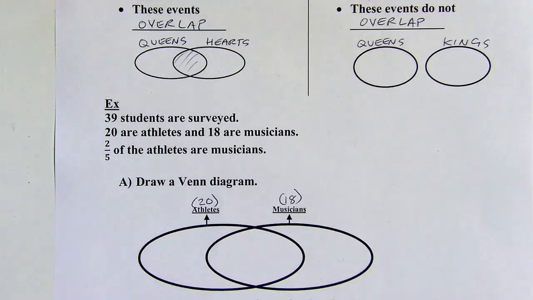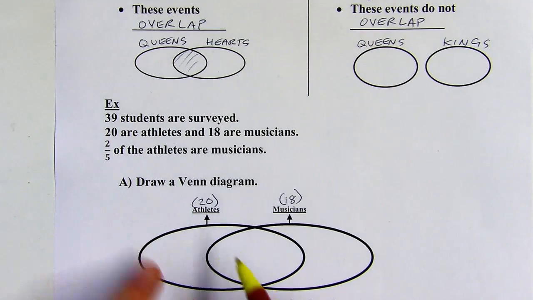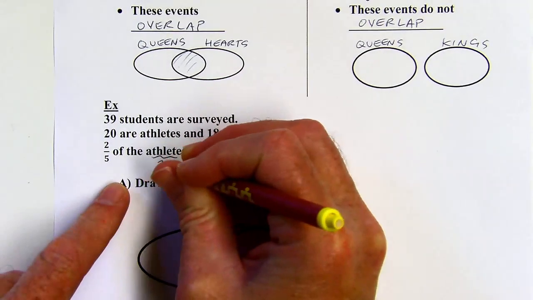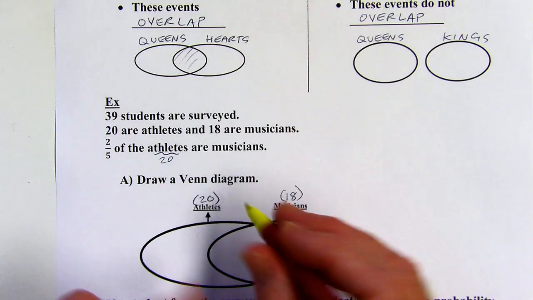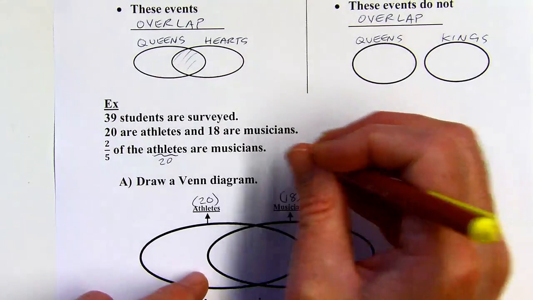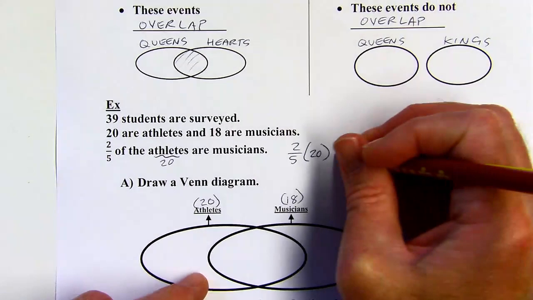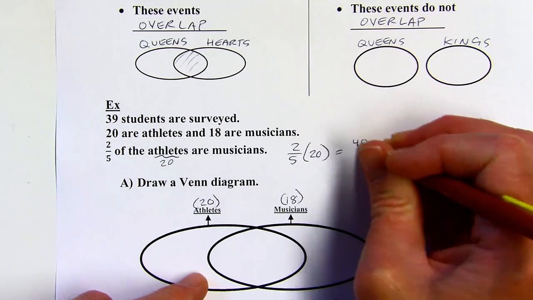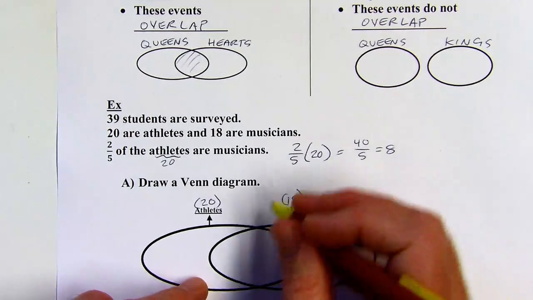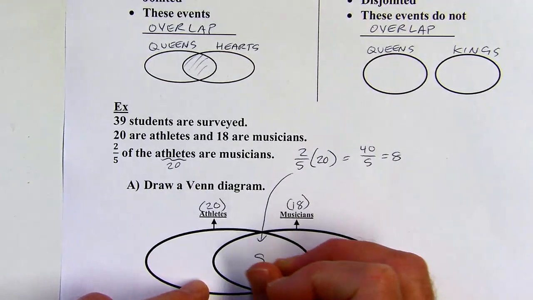Okay. Now we can figure out the amount of students that are in the overlap group because it says 2/5 of the athletes are musicians. Okay, so there are 20 athletes, right? So I can say that 2/5 of 20 is going to be the musician athletes. Let's find 2/5 of 20. I'm going to do 2/5 times 20, and you could think of that as 20 over 1. If you multiply straight across, you get 40 over 5, which is 8. And that is that crossover group. So this is going to be 8 students in here.